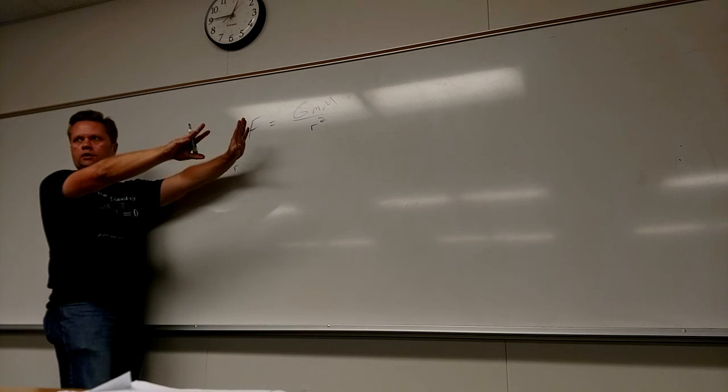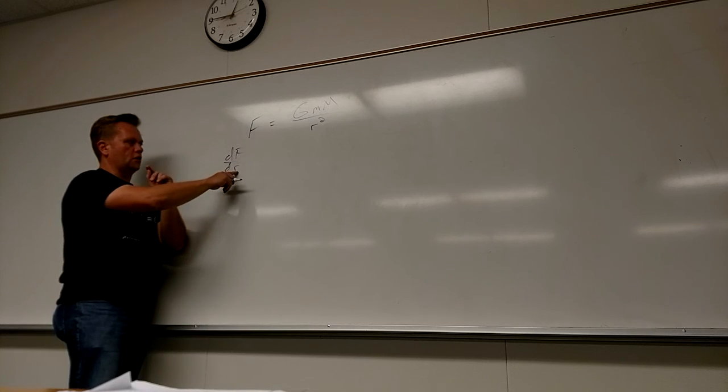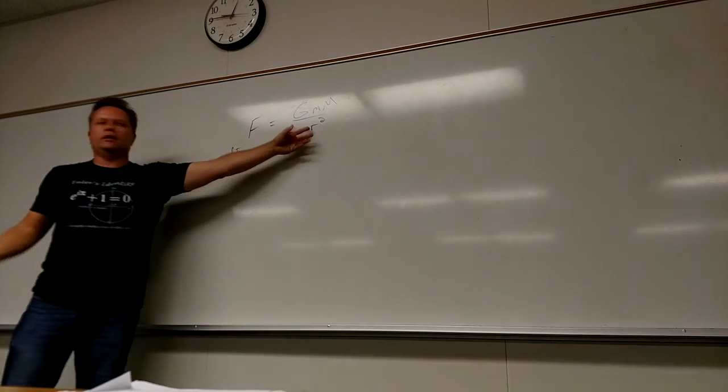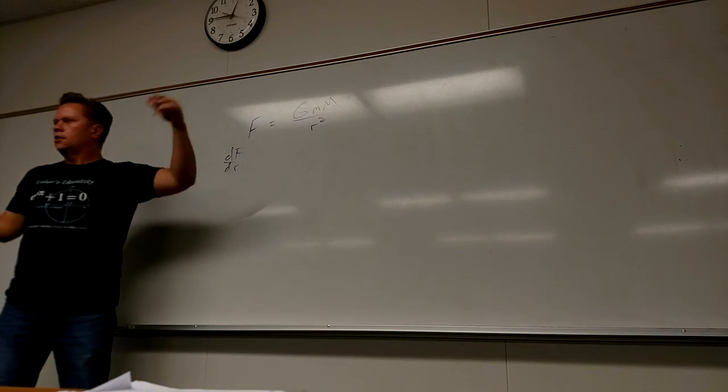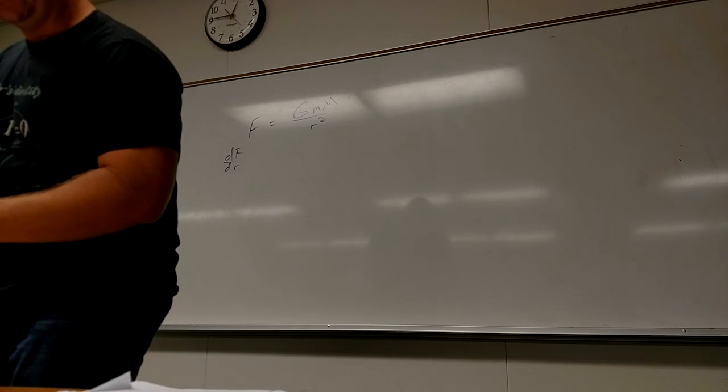The only true variable is r. I'm not changing what these two things are. That's a constant. So it's just dF/dr. And then part B says you've got to interpret what that means physically.